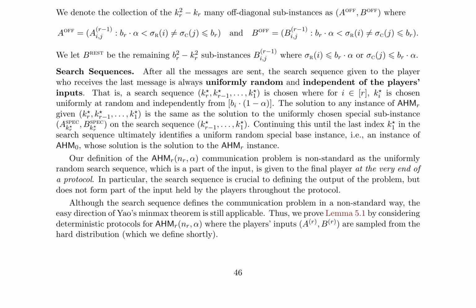The AHM problem is further explained in detail, including the base case and recursive instances, with special subinstances and off-diagonal subinstances defined. The search sequences used to identify the solution to the AHM instance are also described. Overall, the paper provides a crucial bound on the space complexity for computing an O(1) approximate maximum matching in a graph using the AHM problem.